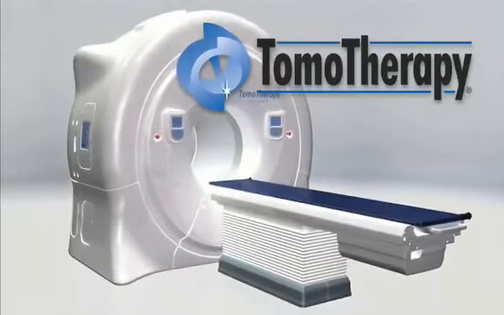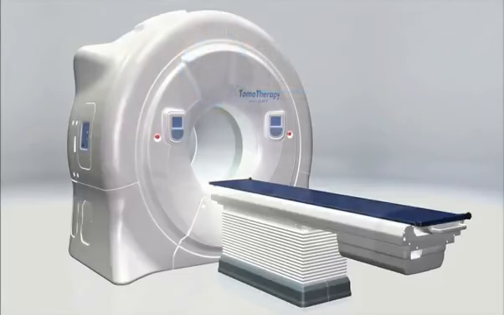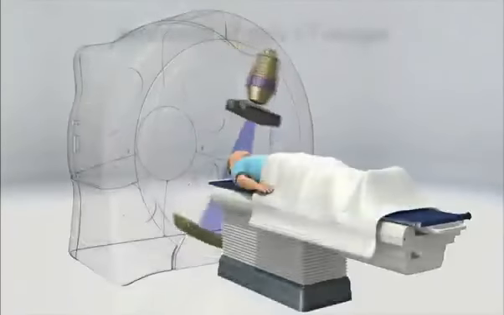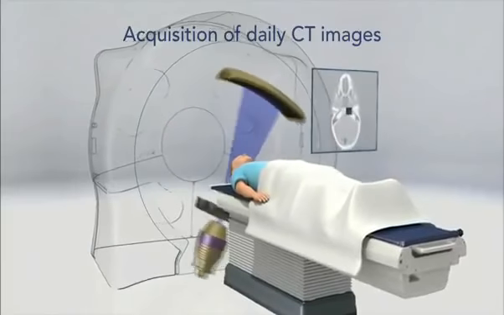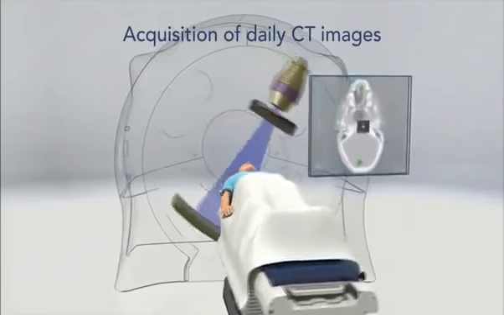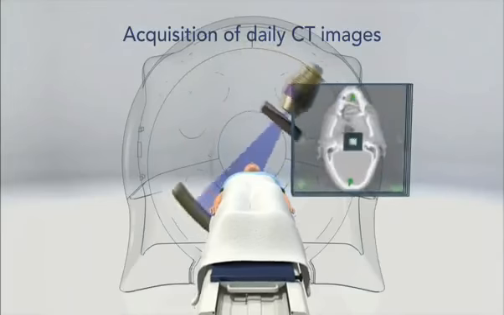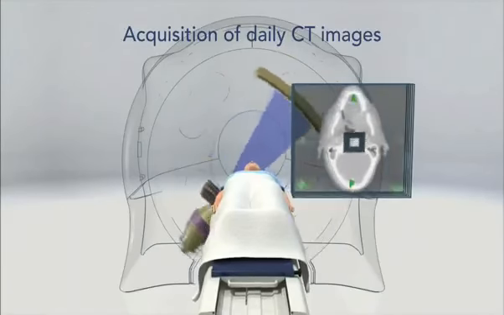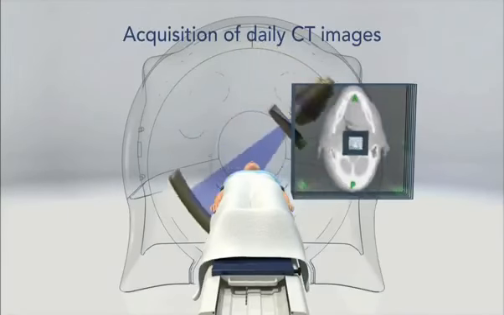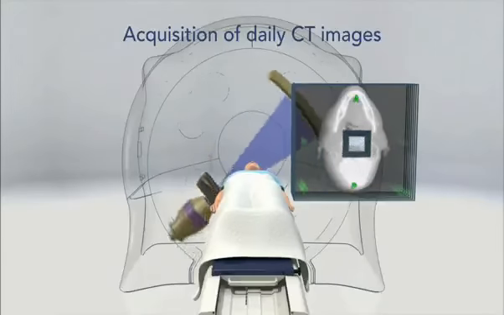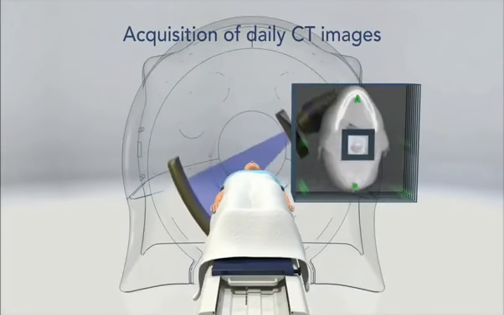The session begins with patient positioning, based on a 3D megavoltage CT image acquired from the same X-ray source that will later be used to treat the patient. As with a diagnostic CT scanner, our system uses a rotating, narrow fan beam of X-rays where the source moves in a helical pattern around the patient.